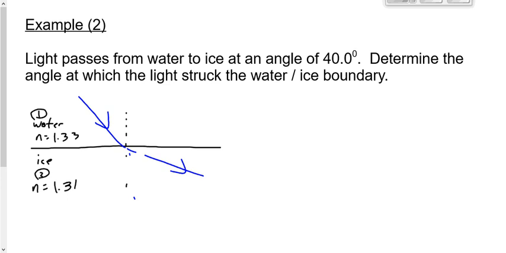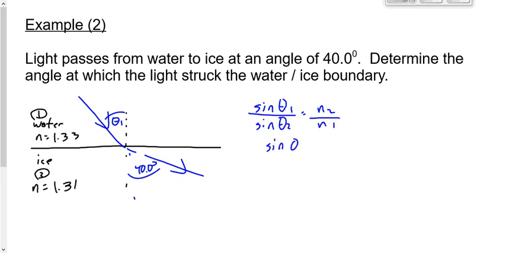So what do we got here? It passes at 40 degrees. And we want to find this angle right here, theta 1, the angle at which it struck the water/ice boundary. We're going to use Snell's law for this, but only two parts. Sine theta 1 over sine theta 2 equals n2 over n1, or sine theta 1 over sine 40 degrees equals n2, which is 1.31, over n1, which is 1.33.